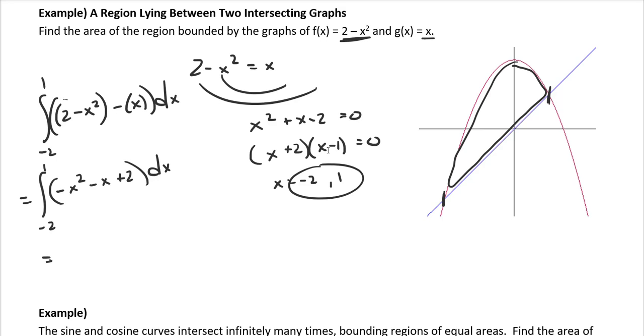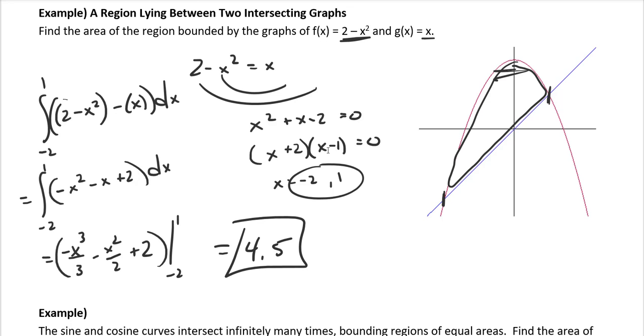I'm going to integrate it. Okay, so I get negative x to the 3 over 3 minus x squared over 2 plus 2x, and all of this is from negative 2 to 1. All right, you can plug in those values. I'm not going to do that. Again, I'm going to save some time here, but you're going to get about 4.5. Okay, so that is this area right in there. That's about 4.5. Okay, sweet, fantastico.